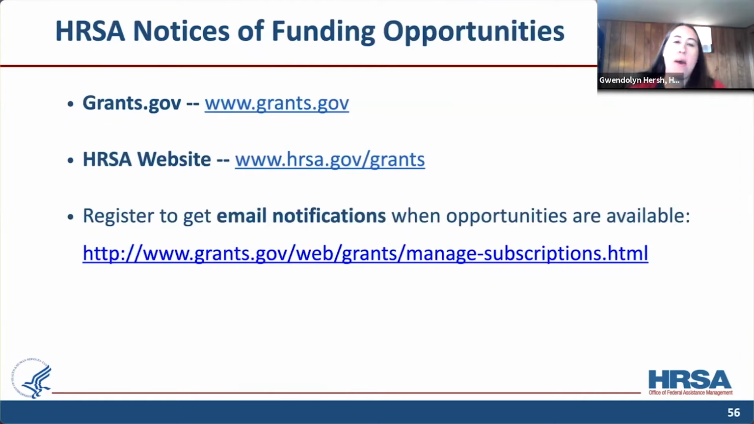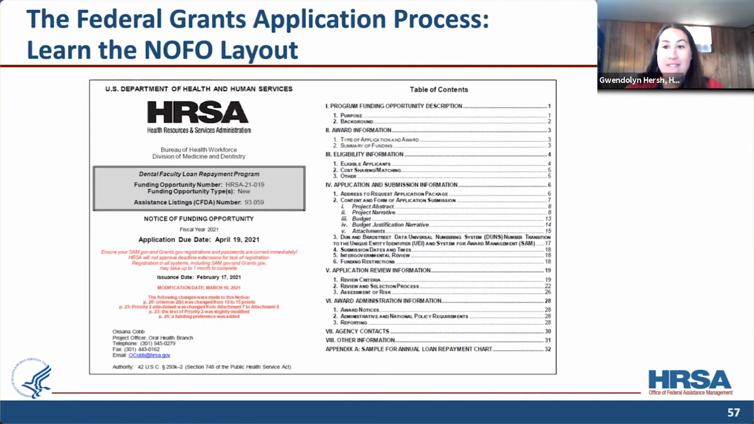In addition to registering and subscribing to grants.gov, we really encourage you to visit the HRSA website, which is www.hrsa.gov/grants. Agency websites are a really good source to find funding opportunities or grants that are available or becoming available that suit your interests. In addition, the grants.gov website is also listed here. But we recommend that you sign up for email notifications for both HRSA and grants.gov. Next slide.